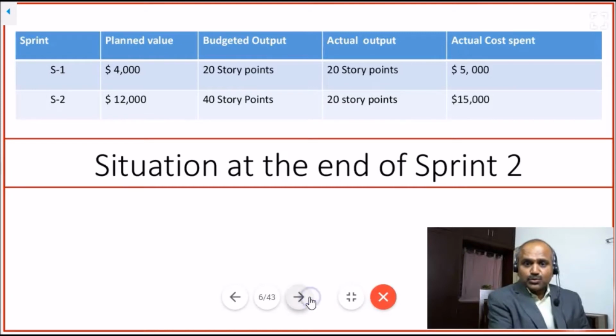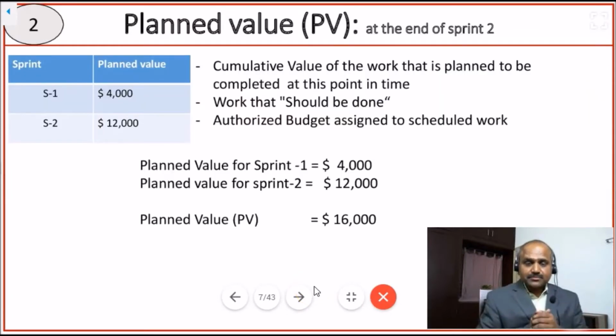Now we're moving to our earned value measures. Planned value at the end of sprint 2. What is planned value?